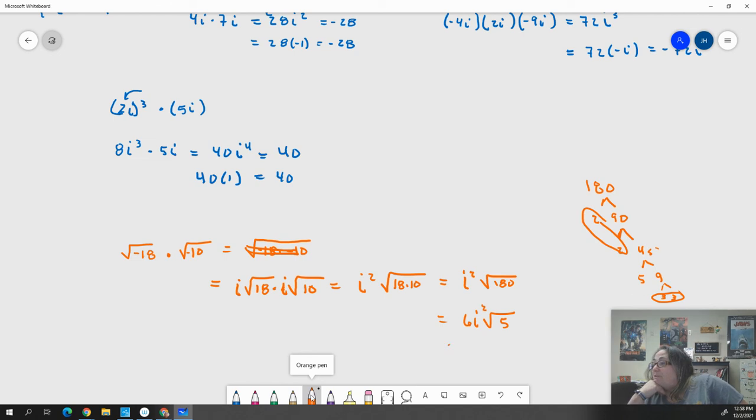But that I squared is negative 1. So all this I squared does is change the sign right here. So it becomes negative 6 times the square root of 5. So play with them a little bit. Make sure and show your work on them.